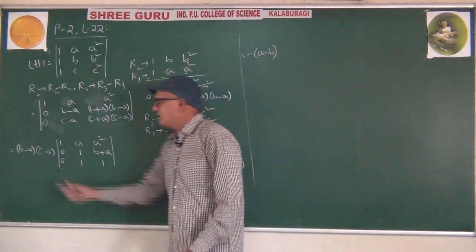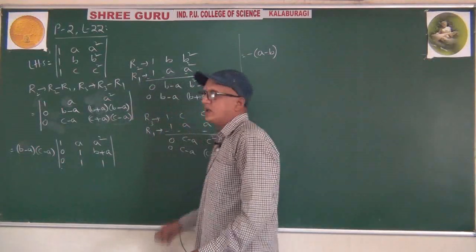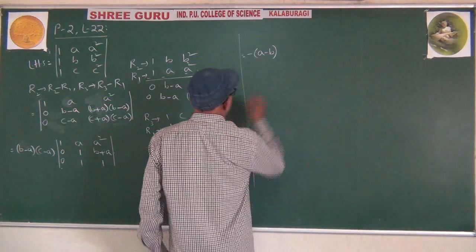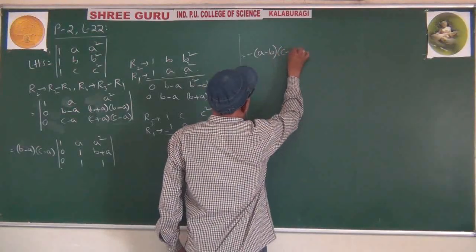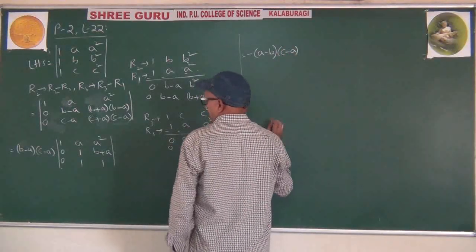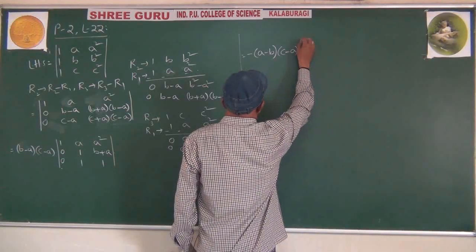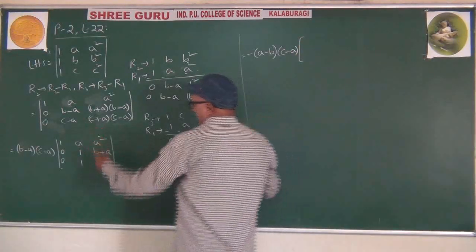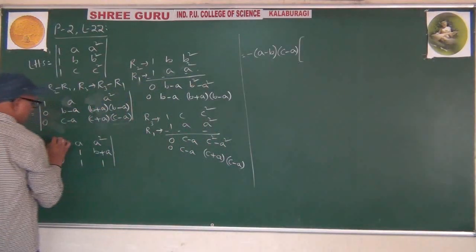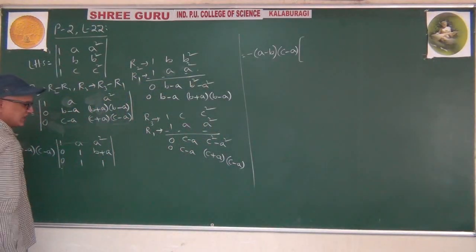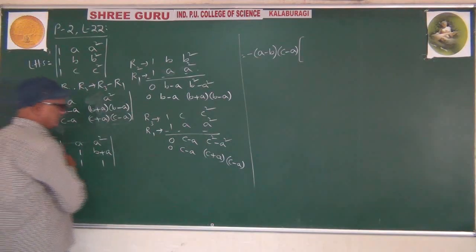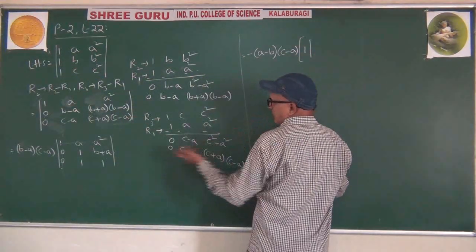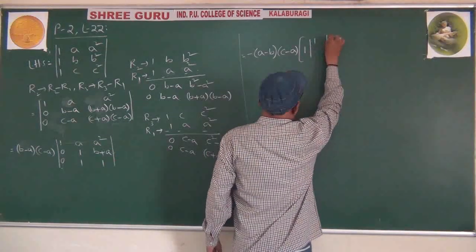If you take minus common from B minus A, we get minus of A minus B into C. Minus A is there. Now expand the determinant. Which row or which column? First column. By using the first column we have to expand the determinant. 1 into 1, B plus A.